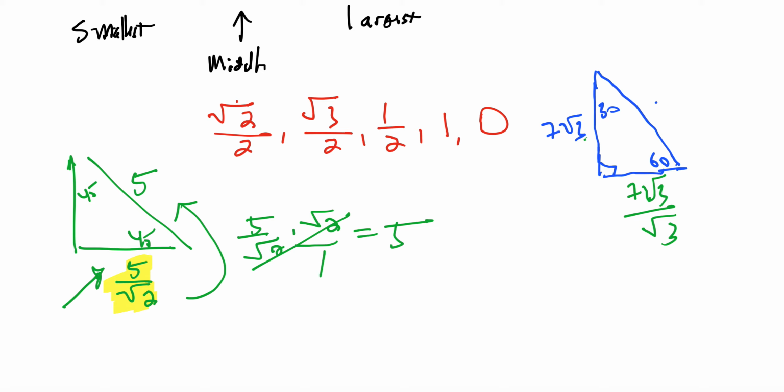So let's say this side was 3. What would this be over here? 3 root 2. And if that's 3 root 2 and you want to go back, you divide it by root 2. So it's whatever's here over root 2.